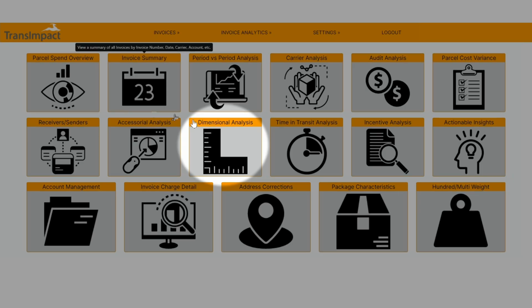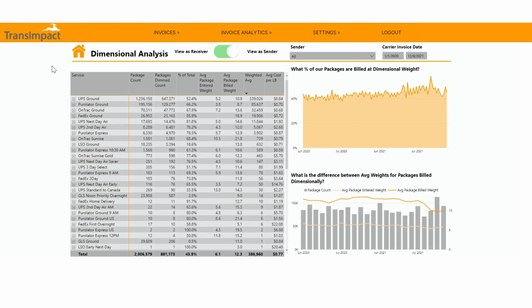I'm going to click now into our dimensional analysis tile. I'm going to break down what we're looking at here on the page. What you see here at the top is view as receiver versus view as sender. So what that means is, while we're viewing as sender, we're looking at all of the outbound volume. Then we have the service. So here's all of the services. We're looking at package count and then the dimmed count.